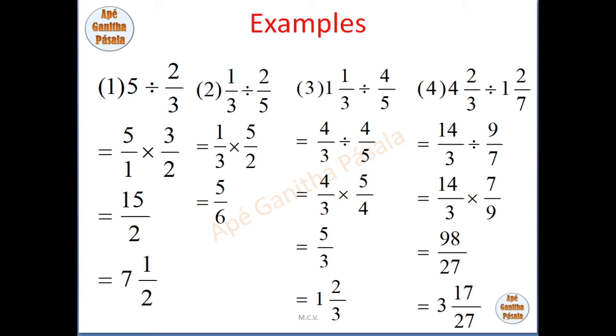The denominator is the same. What is the denominator in the improper fraction? In the improper fraction, the denominator is 27. So in the mixed number also the denominator is the same, 27. 3 and 17 over 27.